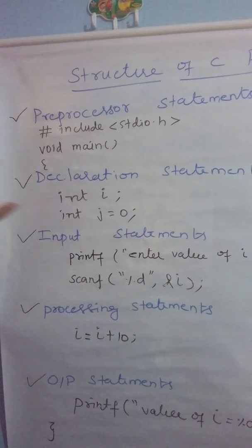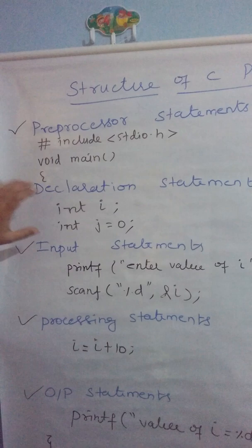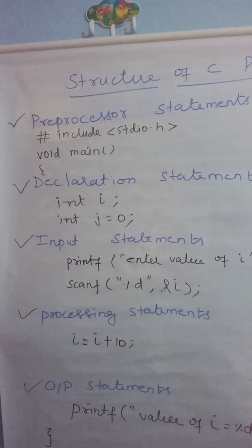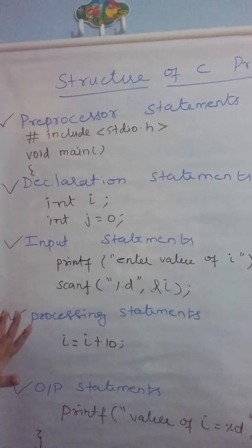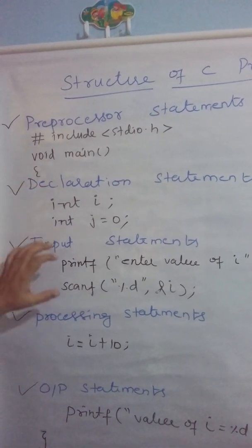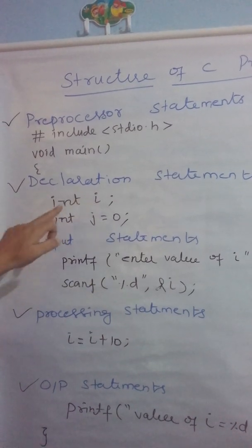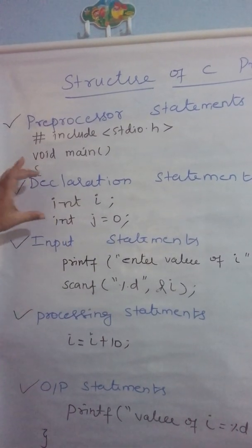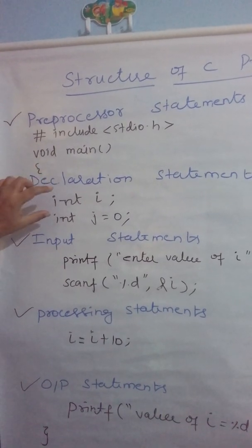Then comes your declaration statement. Why have we included the declaration statement in the beginning of the program? Whatever variables we use inside our program have to be defined and declared first, so the declaration statement comes in the beginning of the C program.